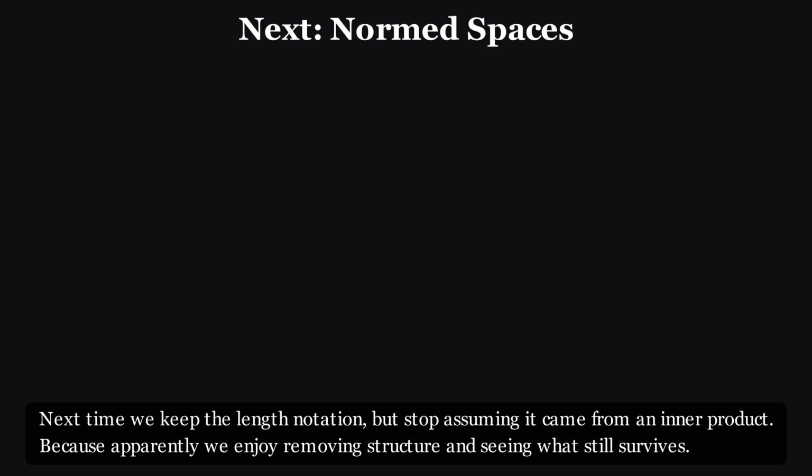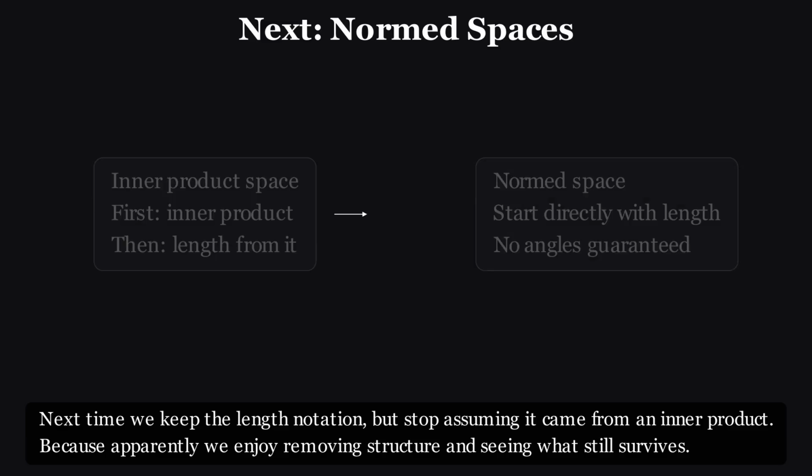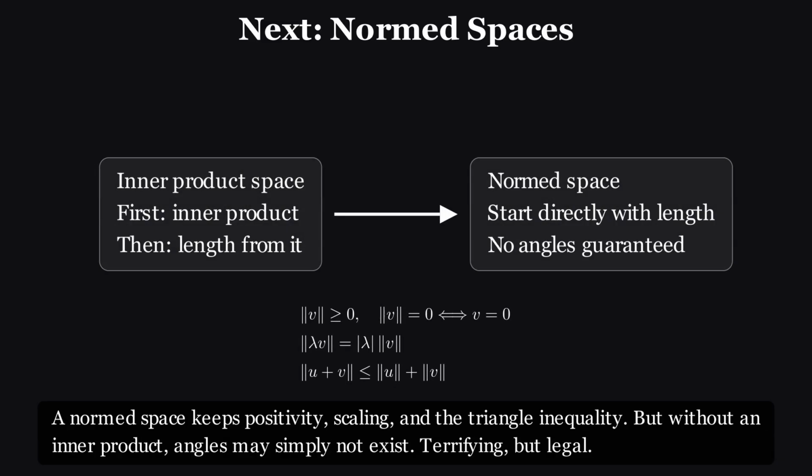Next time we keep the length notation. But stop assuming it came from an inner product. Because apparently we enjoy removing structure and seeing what still survives. A normed space keeps positivity, scaling, and the triangle inequality, but without an inner product. Angles may simply not exist, terrifying, but legal.